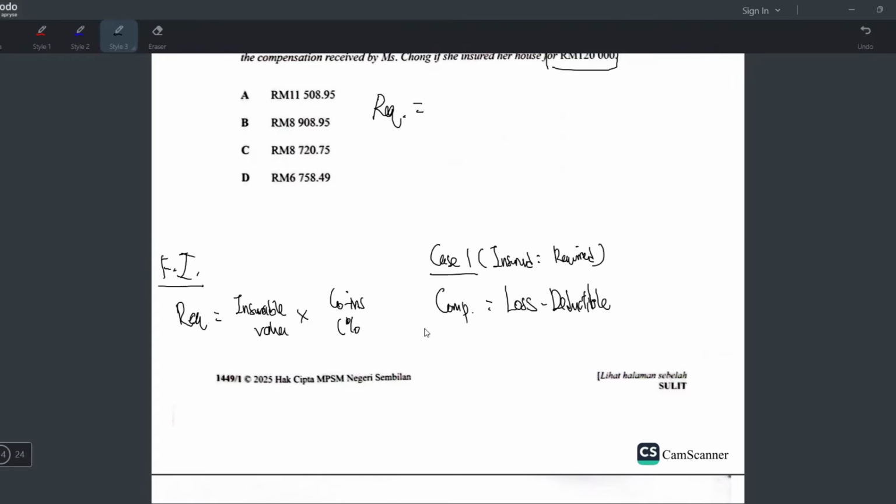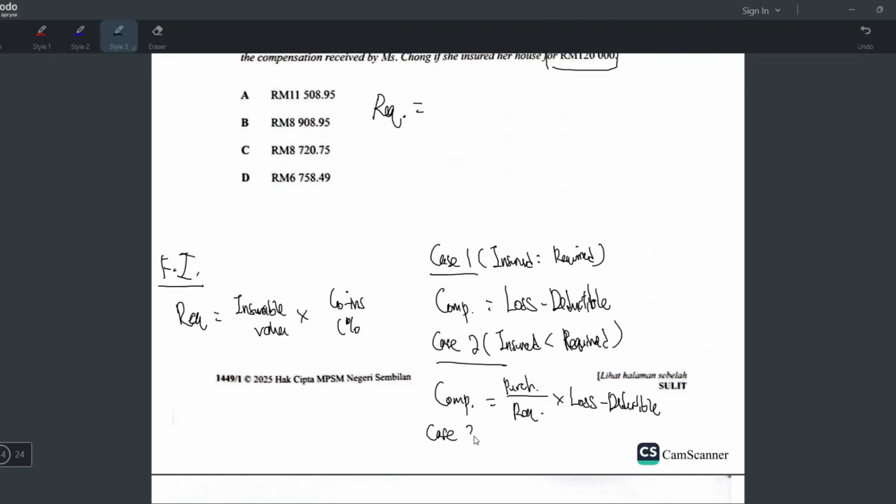That's case 1. Okay. Case 2 is when your insured is less than the required. Maksudnya you beli less than the required amount. You beli less than that. So you punya compensation akan jadi kurang lah. So the formula is ambil yang purchase punya amount over required darab loss minus deductible. That is case 2. Okay.